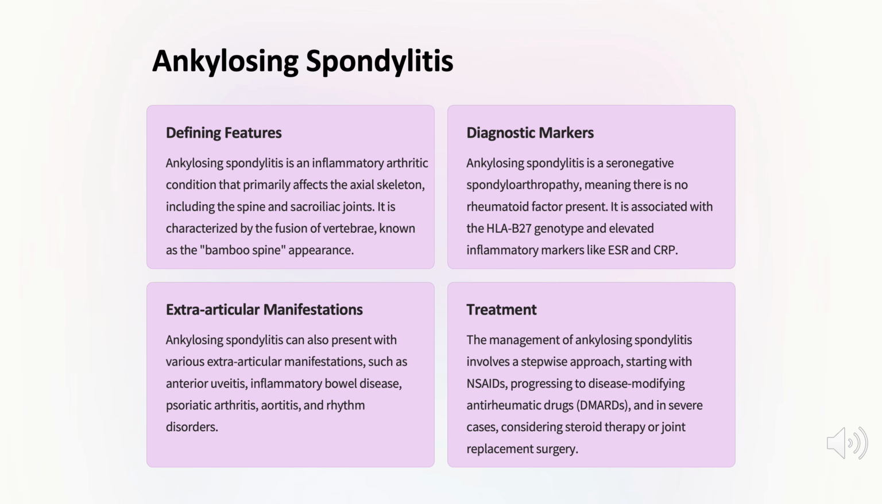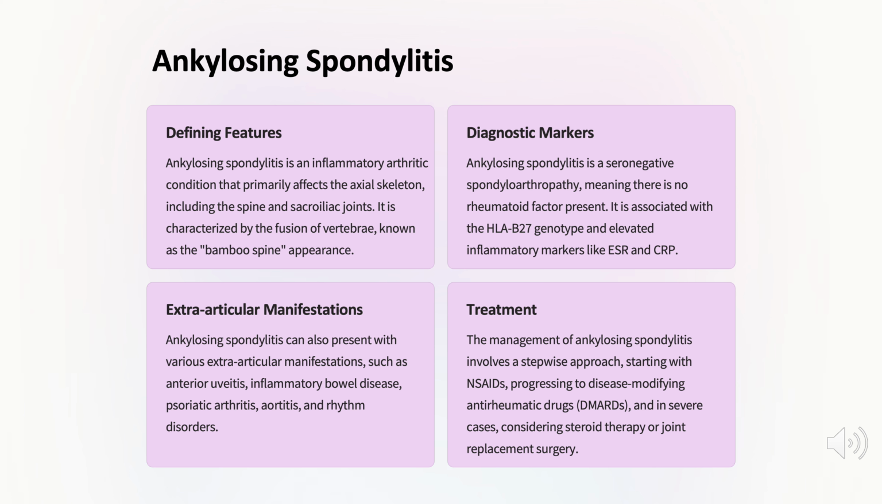Ankylosing spondylitis is a chronic inflammatory arthritis primarily affecting the axial skeleton, including the spine and sacroiliac joints. One of its distinctive features is the fusion of vertebrae, resulting in the characteristic bamboo spine appearance. Unlike rheumatoid arthritis, ankylosing spondylitis is seronegative, meaning it lacks rheumatoid factor. Instead, it is strongly associated with the HLA-B27 genotype and elevated inflammatory markers such as ESR and CRP.